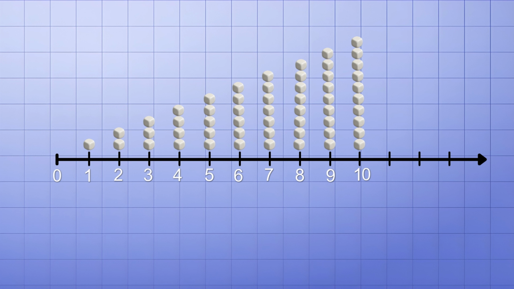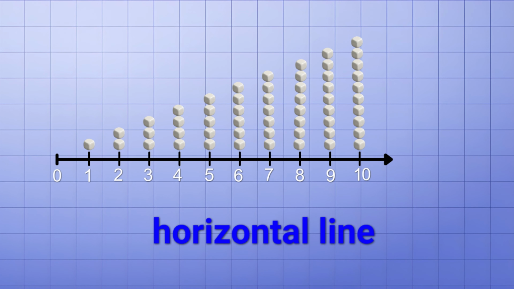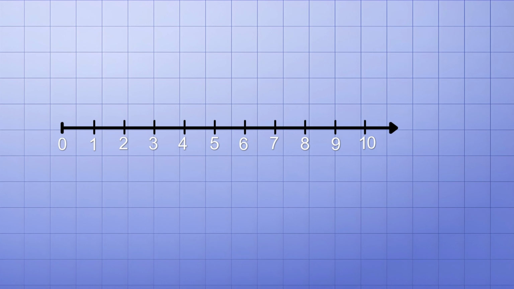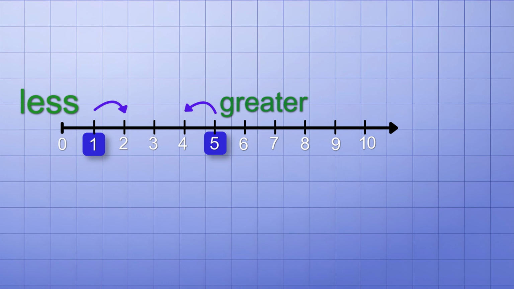A number line is made up of one horizontal line with evenly spaced marks. Each mark shows the exact position of a number on a line. This number line shows how the numbers from 0 through 10 are connected. Each number has a relationship with the numbers beside it. As you move to the right, every new number is greater than the one before it. As you move to the left, every new number is less than the one before it.